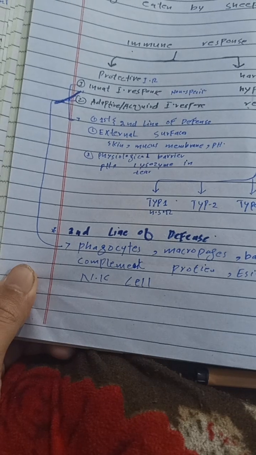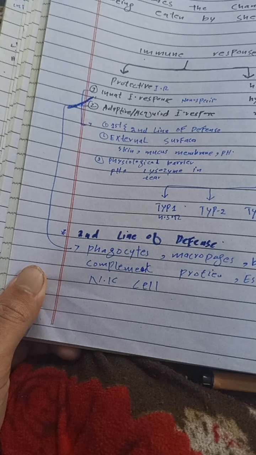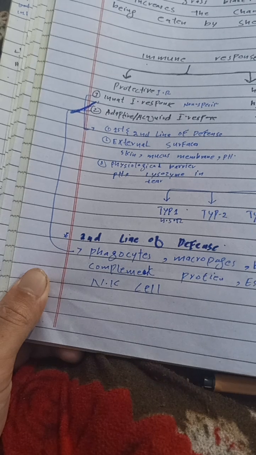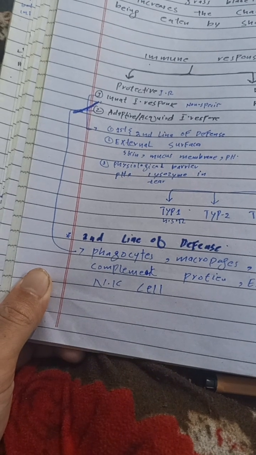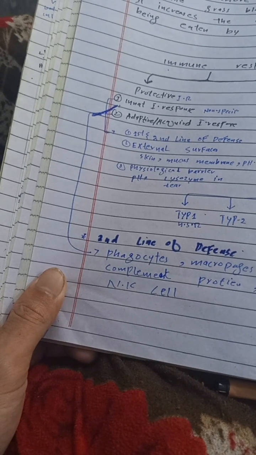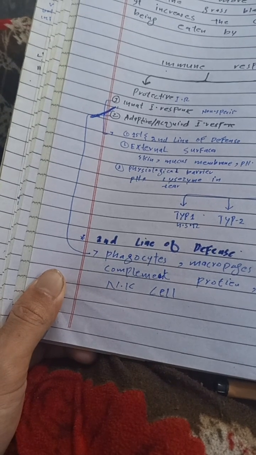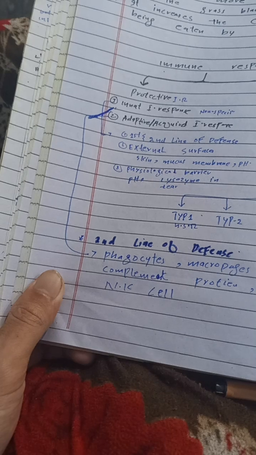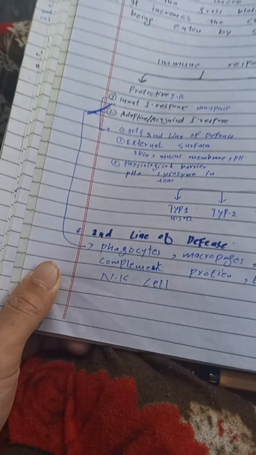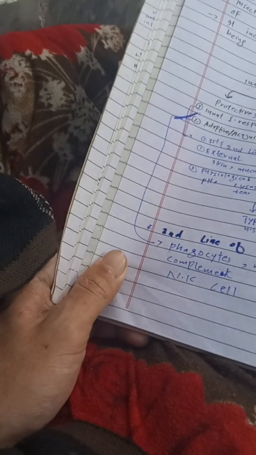Protective immune response has two types. The first one is innate immune response, and the second one is adaptive or acquired immune response, which also included the non-specific immunity of the body. You know that innate immune response, which is non-specific, is also called the immune response that is present from birth, that we inherit from our parents. For example, the first line of defense and second line of defense are included in innate immune response.